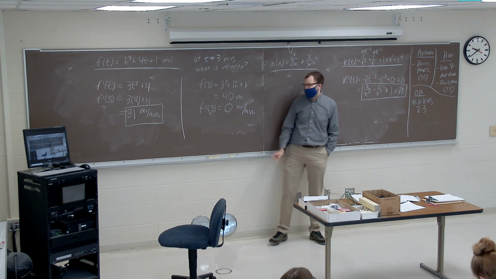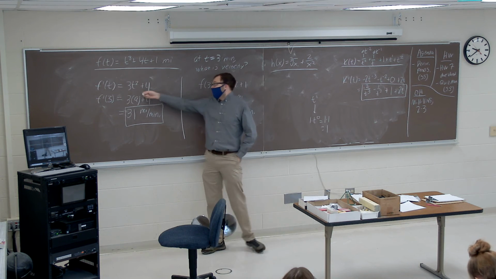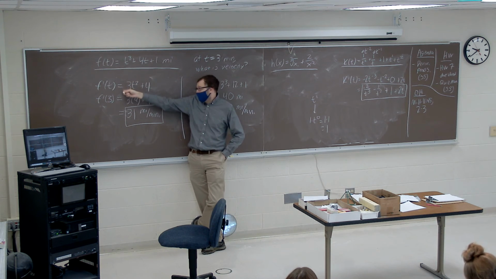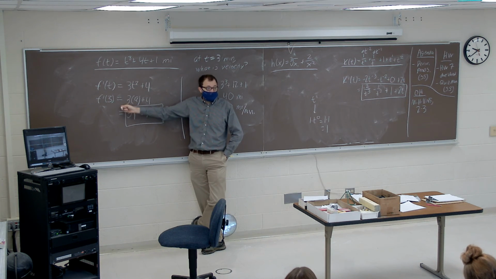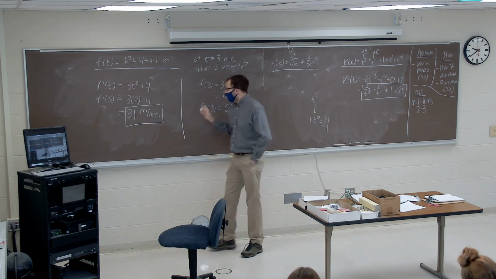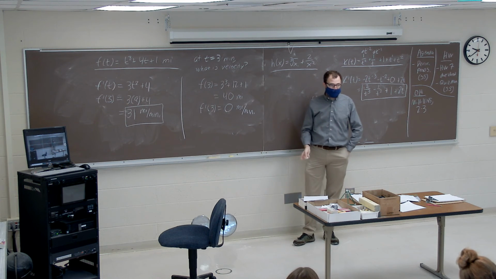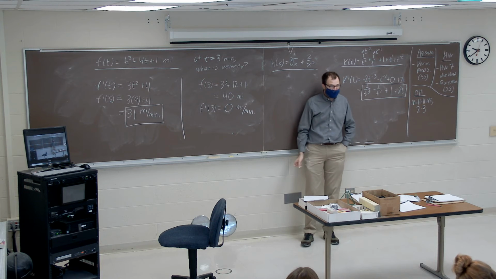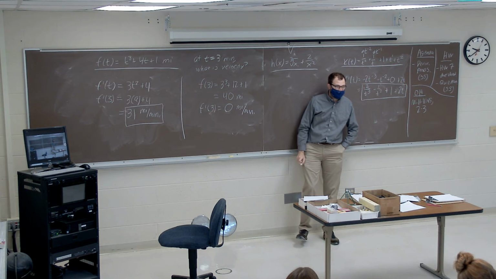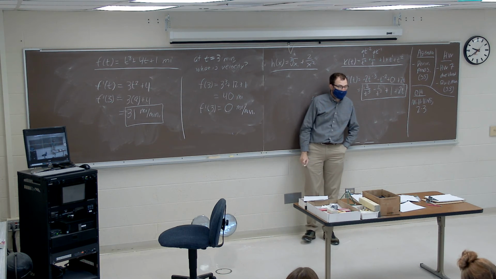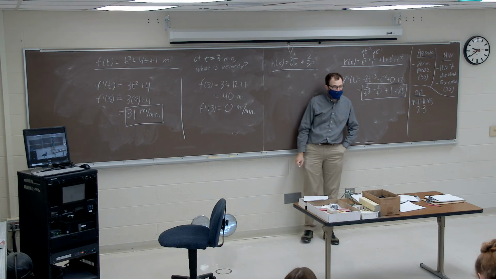So in other words, what Hannah did was she took the derivative of f of t and then plugged in t equals 3. What I did was I plugged in t equals 3 and then took the derivative. I'll give you a hint. One of these is correct, and one is a pack of lies.